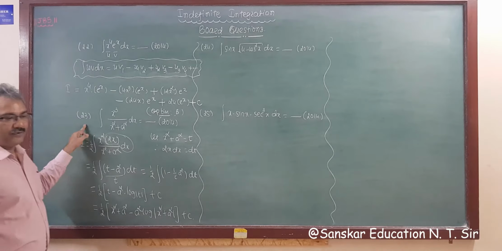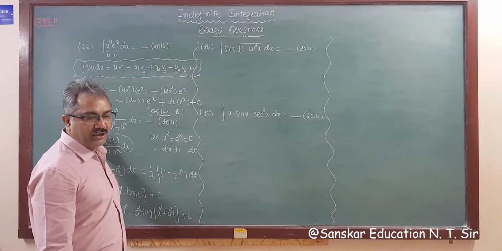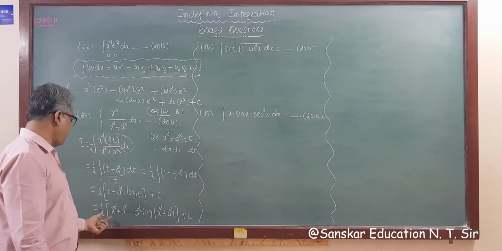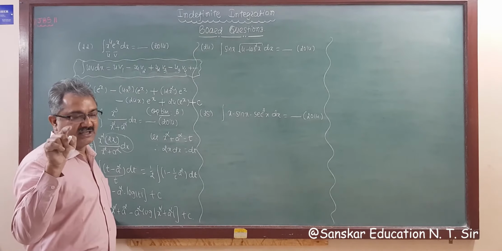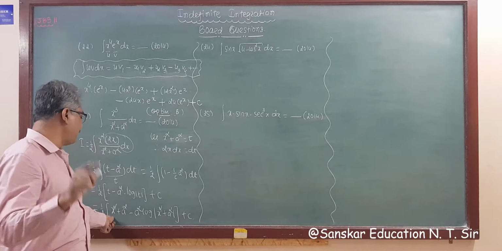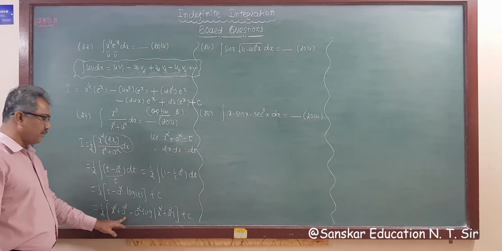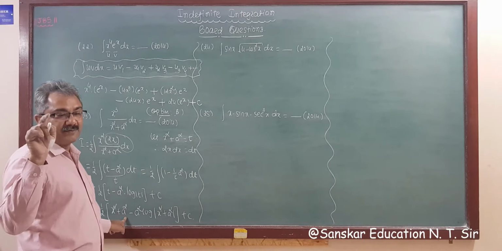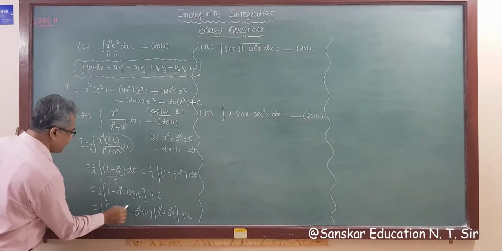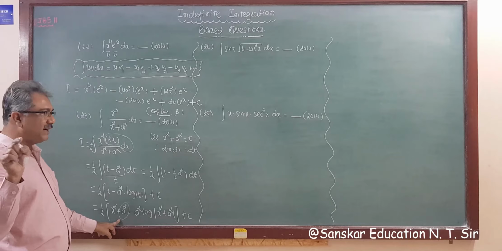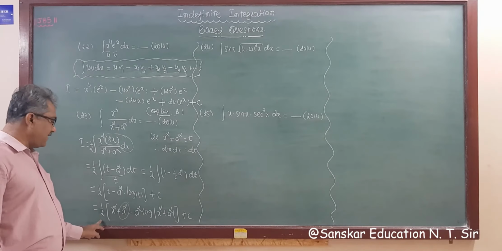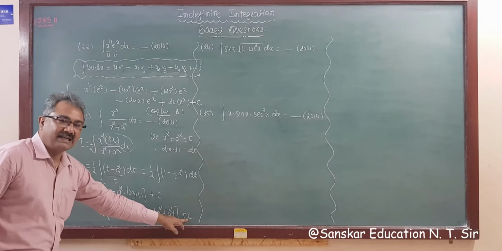So the proper answer for 23 is x square by 2, right? So x square by 2. Now in this type of question, in integration you have to remember that there is no a square by 2 term. See, this is not a term. So what did they do there? They take a square by 2 in a constant c.